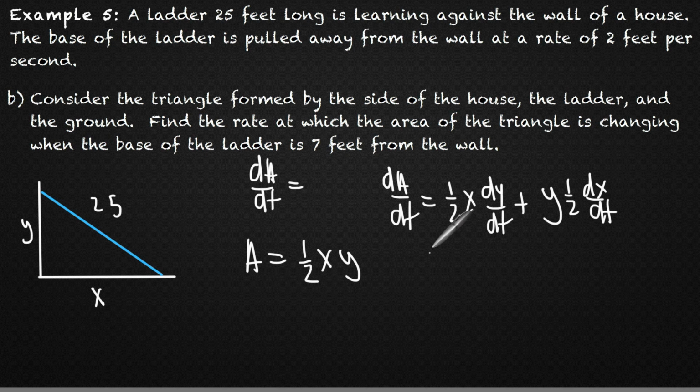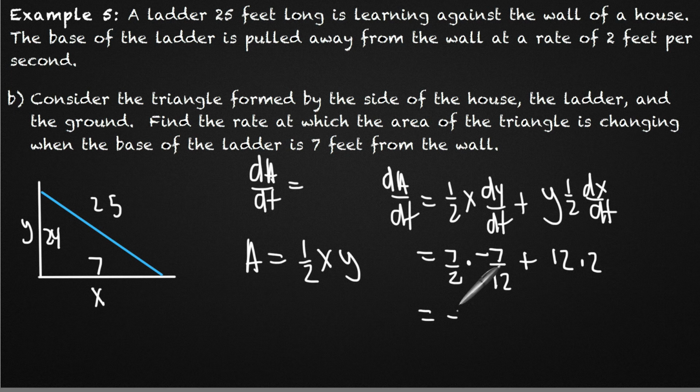All right, let's plug everything in here. x is 7, so that's going to be 7 over 2. dy/dt we found in part A, and we can use it because it's the same distance, 7 feet away from the wall. So we know at that instant from part A, dy/dt was negative 7 over 12. And then y we know is 24. When x is 7, y is 24. So 24 times half is going to be 12. And then dx/dt is 2.